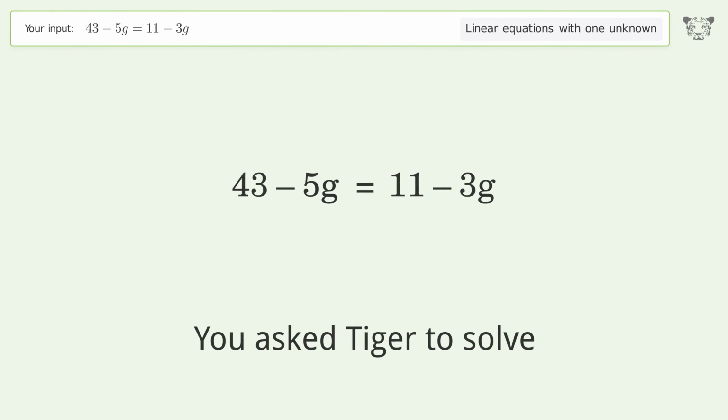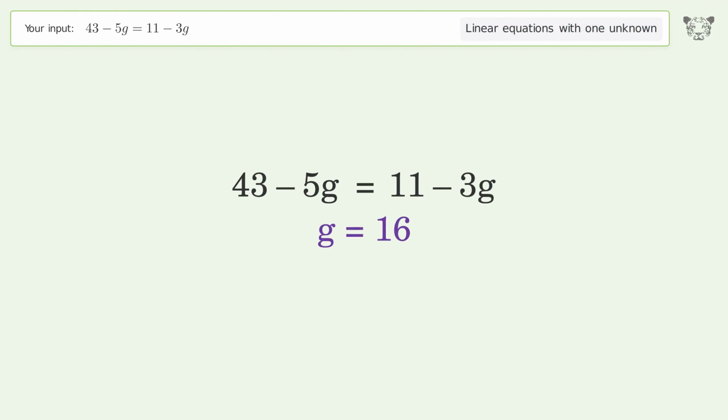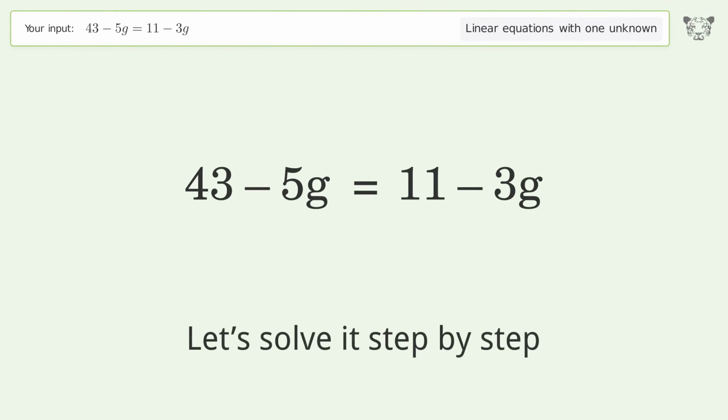You ask Tiger to solve. This deals with linear equations with one unknown. The final result is g equals 16. Let's solve it step by step.